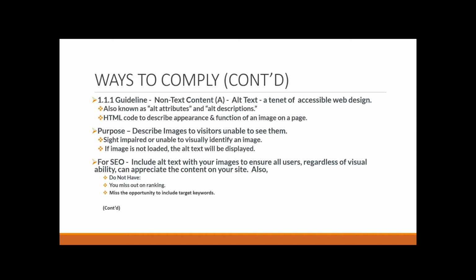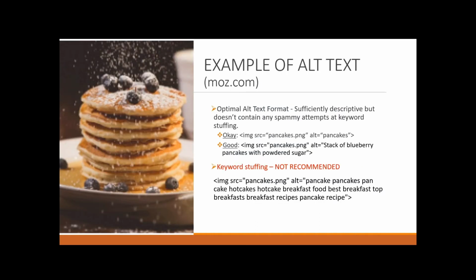For SEO, include alt text with your images to ensure all users, regardless of visual ability, can appreciate the content on your site. Also, if you don't have alt images, you miss out on ranking, and you miss the opportunity to include your target keywords. Optimal alt text format is sufficiently descriptive, but doesn't contain any spammy attempts at keyword stuffing.